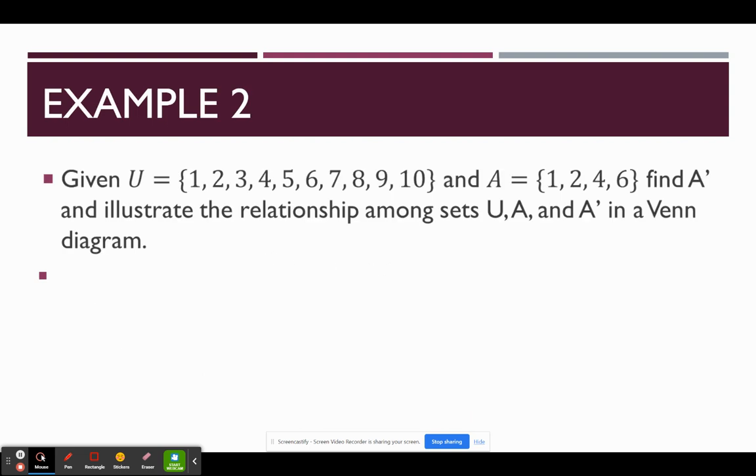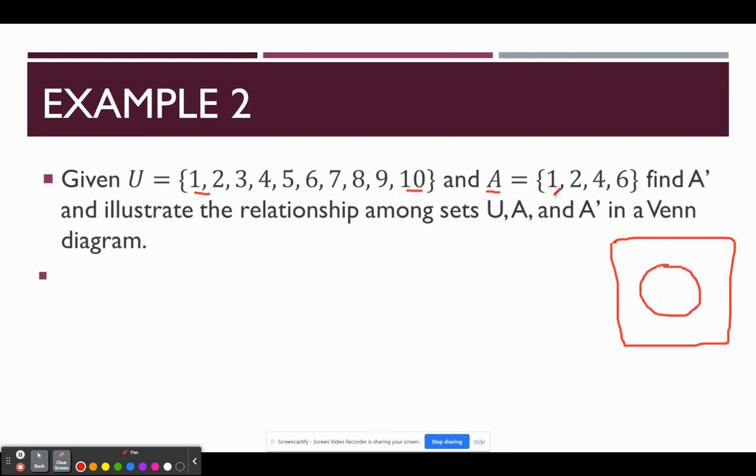Here we go, example number 2. This one's actually in your textbook, so you can read it in more thorough detail if you like. Given that U, if you think about what that means, that means that inside of our box, we have the numbers 1, 2, 3, 4, 5, 6, 7, 8, 9, 10, all the natural numbers 1 through 10. And given that our circle is going to contain these numbers, 1, 2, 4, 6, find the complement and illustrate the relationship between the universal set, the set A, and the complement to set A in a Venn diagram.